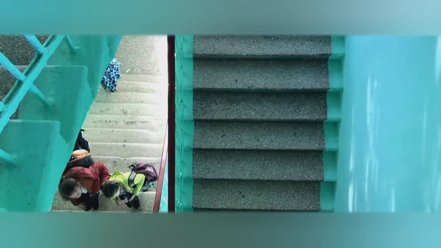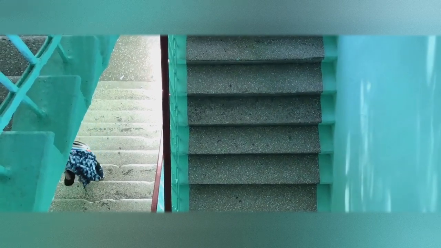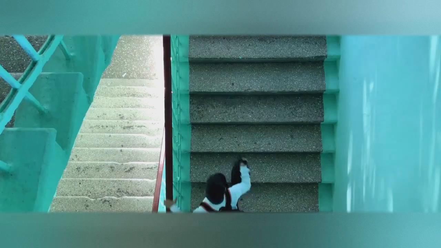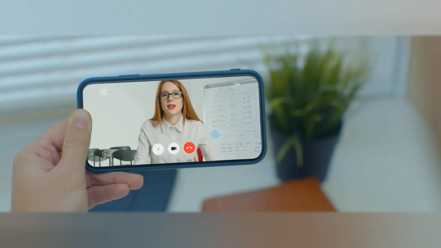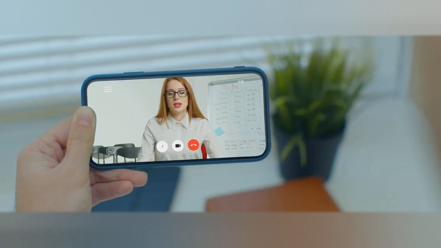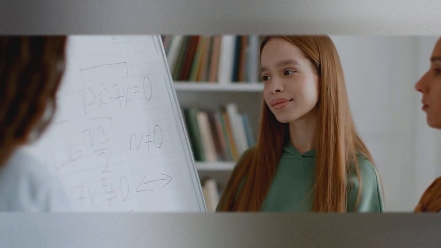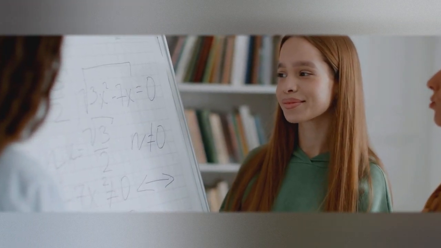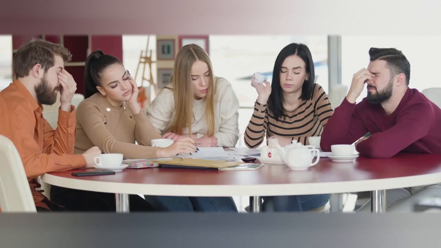Next up, we have interrogative sentences, which are questions. To form a question in the past continuous, we invert the subject and the verb to be. For instance, if I want to ask if someone was reading, I'd say, was he reading a book? If the subject is plural, like they, it becomes, were they playing soccer? This structure is essential for asking about ongoing actions in the past.